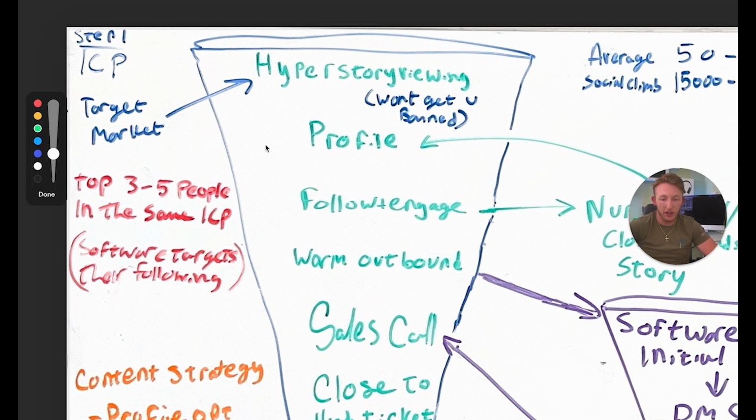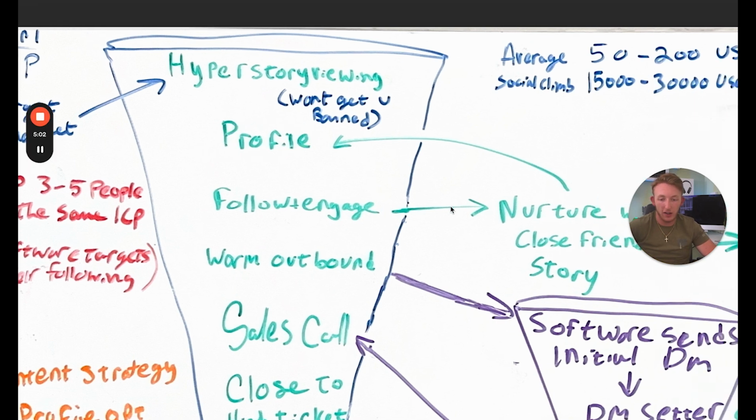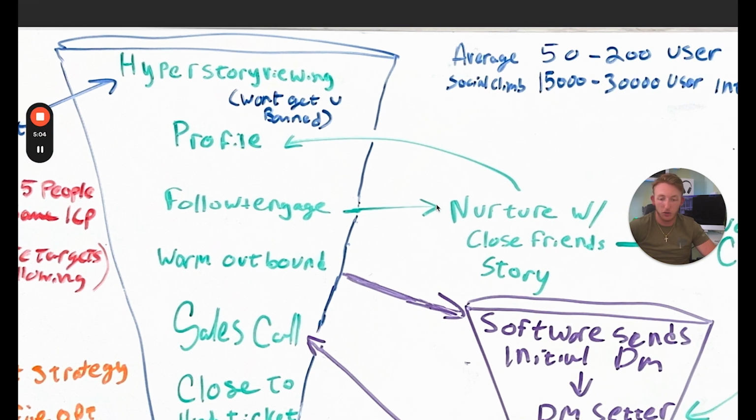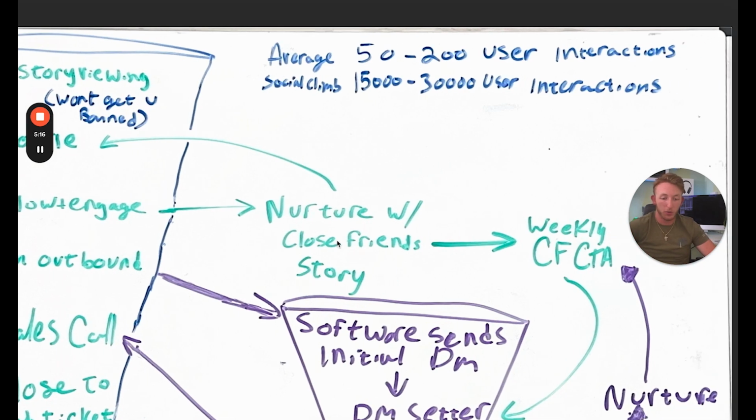After we get the profile dialed in, we're going to use the hyper story viewing to get people to follow and engage. So when people come through your profile, they're going to get nurtured through our close friends viewer. So with our software, one of the big things that it does, in addition to just going out liking people's stories, that's a cool feature, gets amazing results, what it does more than that is nurturing, right? So we're nurturing these people through our close friend story.